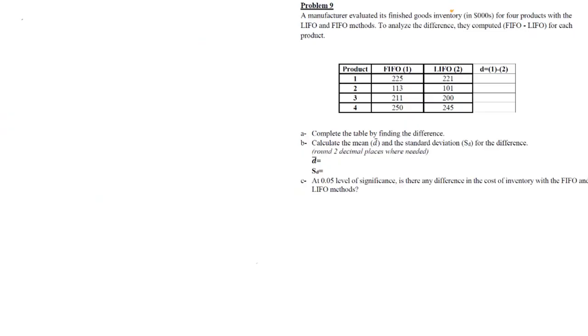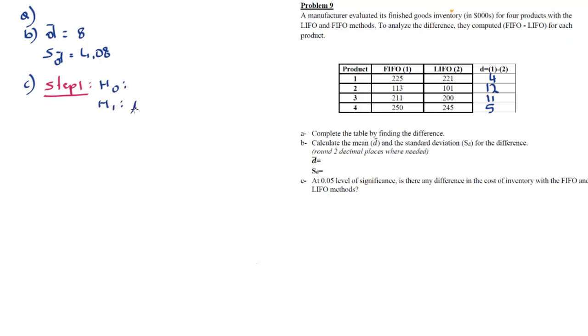To cover the fourth point, we will be solving problem 9 from worksheet 5. We want to compare the average of the value of the inventory using two methods, FIFO and LIFO. Question A, we need to calculate the difference between the two methods. Question B, we calculate the average of the differences, D bar, and we calculate SD, the standard deviation of the differences.